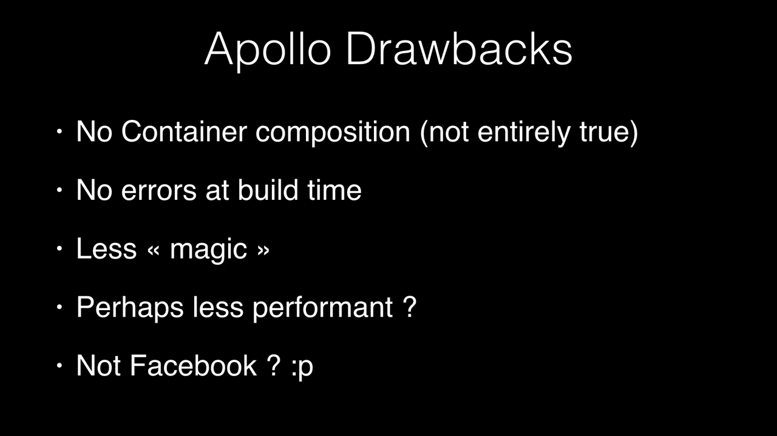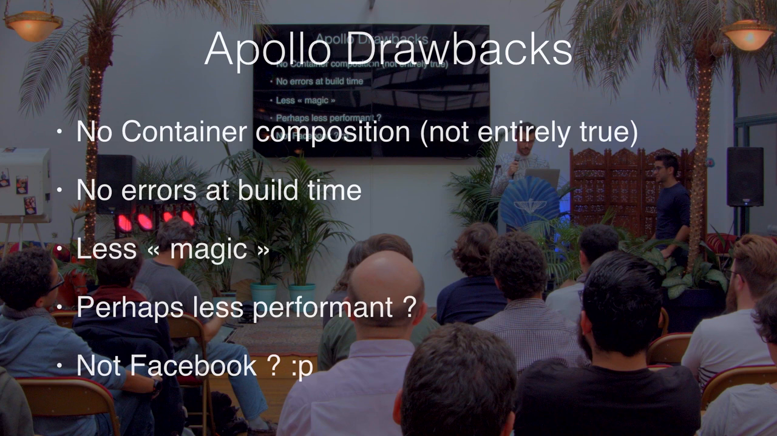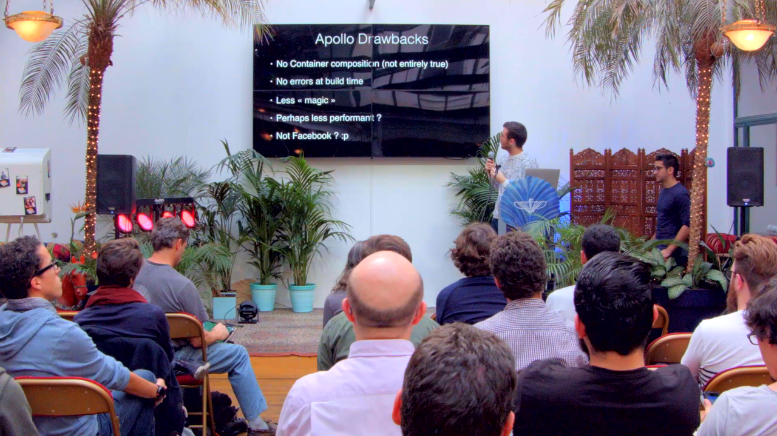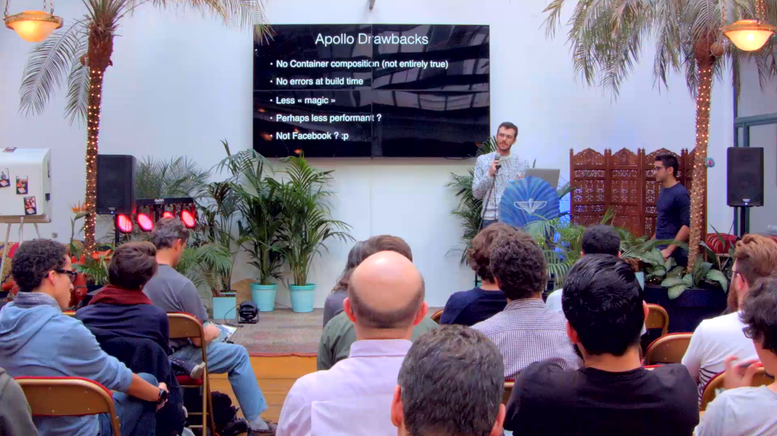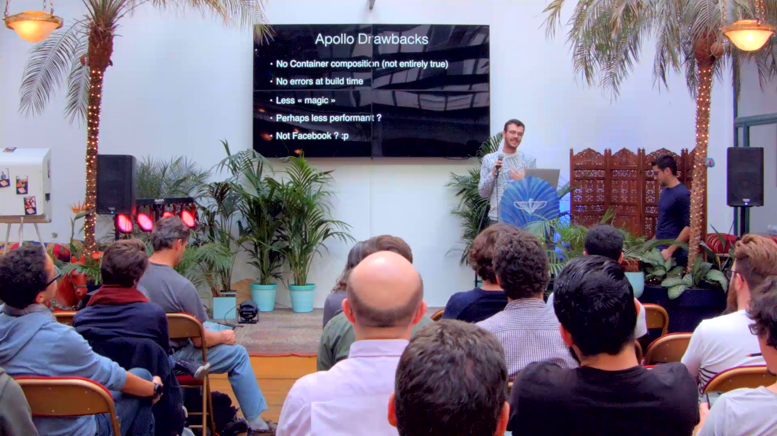But Apollo also has some problems. Container composition is not as good as with Relay. You don't have any errors at build time. You will have to do some little things manually, more than with Relay. And since it's not made by Facebook and not used in production on Facebook projects, I think it's less performant. Perhaps with some benchmarks, we will see.